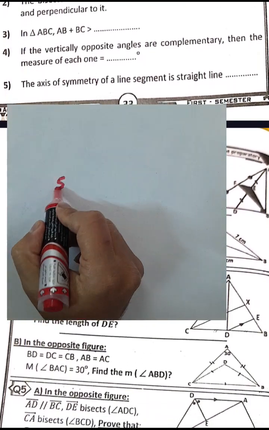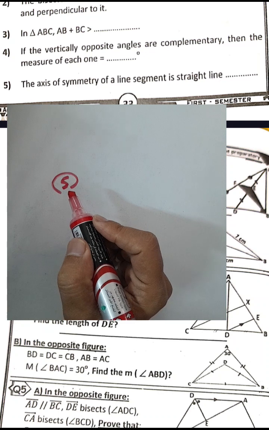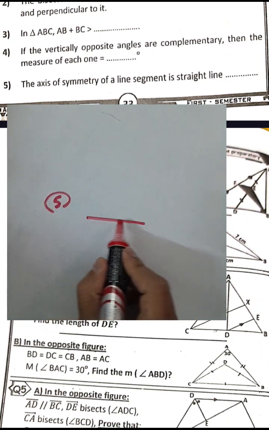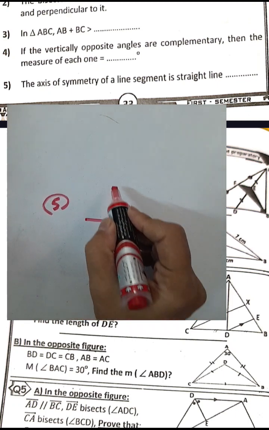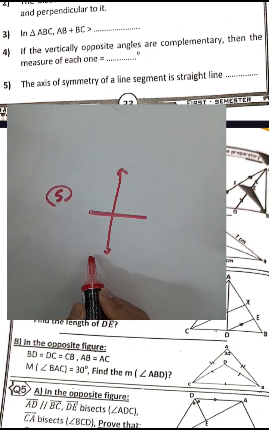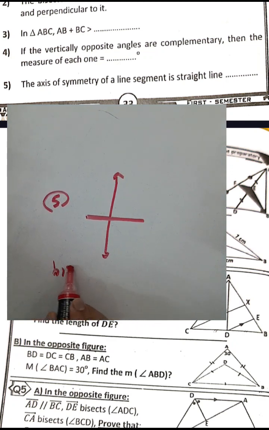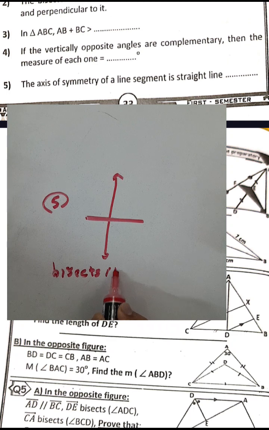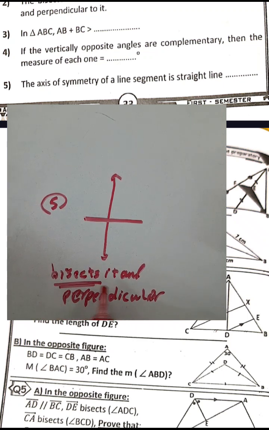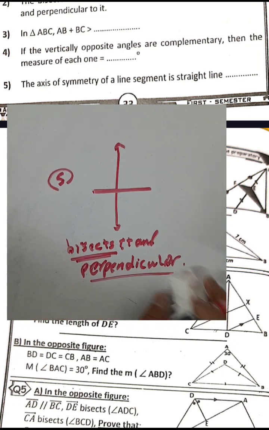Question number 5. The axis of symmetry of a line segment is a straight line that bisects it and is perpendicular to it. Okay.